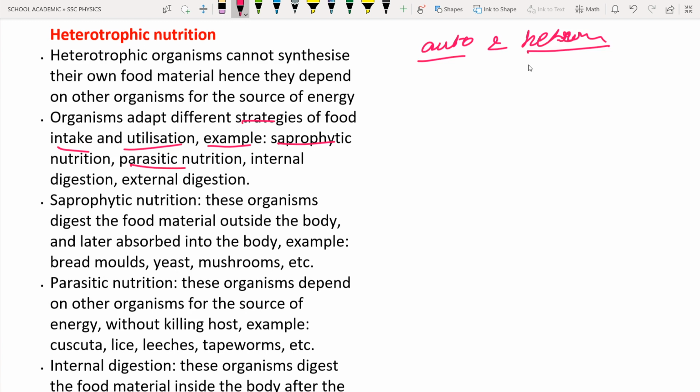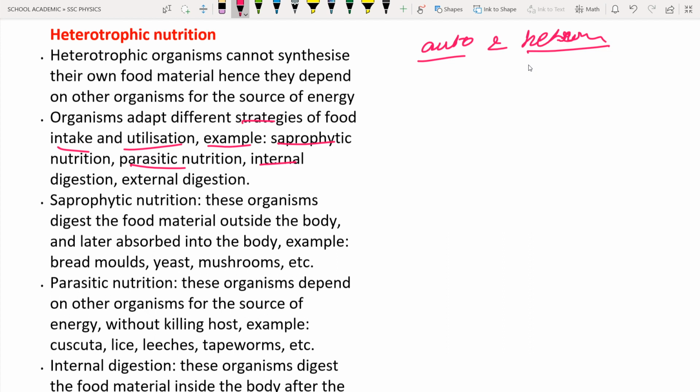Next, the parasitic nutrition. These organisms feed on other organisms. Like the malarial parasite, it lives in human beings. That is an example. Next, internal digestion. For example, human beings eat the food material. The food material enters the stomach, and in the stomach the food gets digested. That is known as internal digestion.